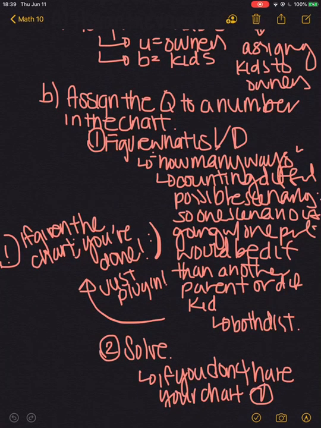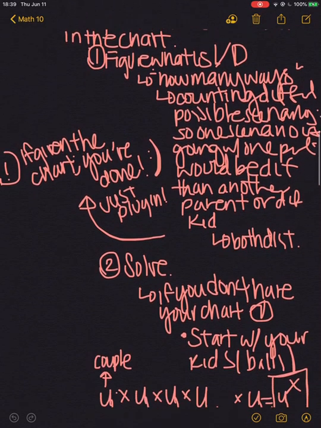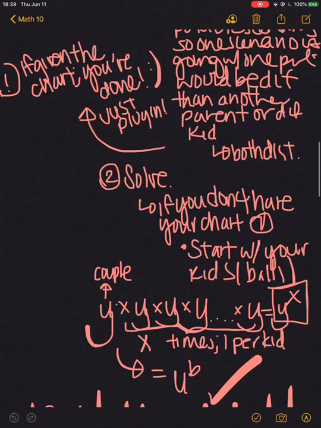Here's one way to mathematically solve the problem. The strategy to computing the answer to this problem is to start with your kids, or in this case, the balls. Proceed each kid by following this formula written below. You have y times y times y times y, x times, which would be equal to y to the x. And we can double check by using the chart, which is u to the b power.